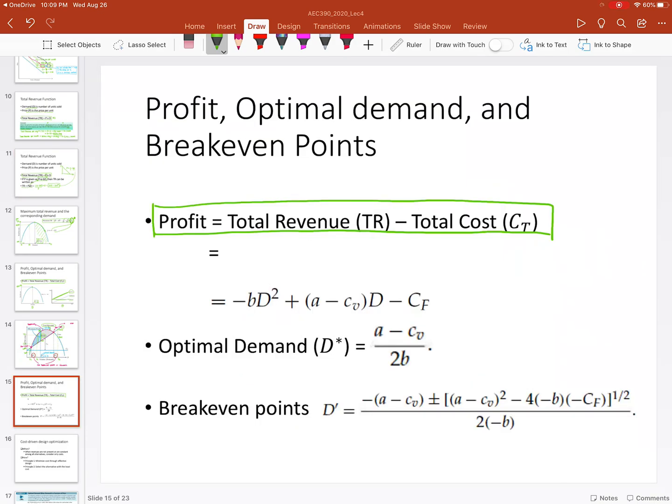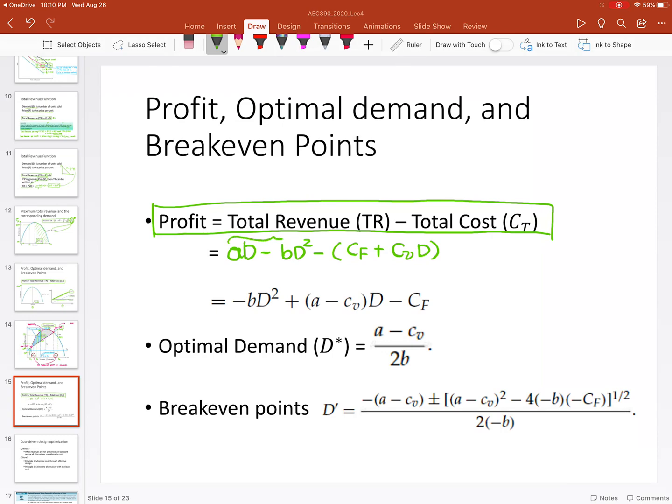So the total revenue is AD minus BD squared. And what is the total cost? Total cost is CF plus C lowercase v times D. Right? Nothing new. Just the old formulas, right?